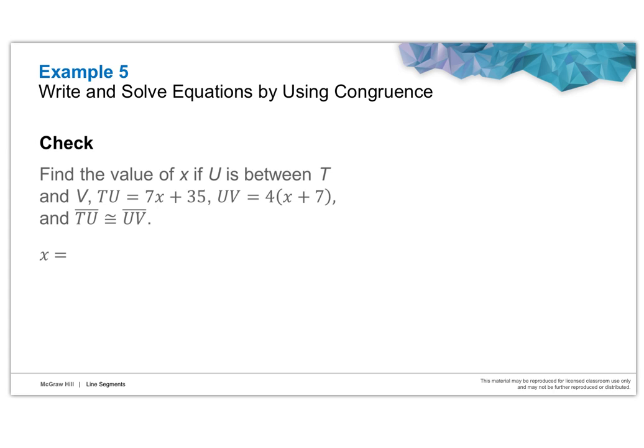Here in example 5, we're finding the value of x using an equation. We're told that U is between T and V, and that TU is congruent to UV. So here's our diagram. And remember, we can put tick marks on these segments to show that they're congruent as well. The equation that would result from that is taking each expression and setting it equal.